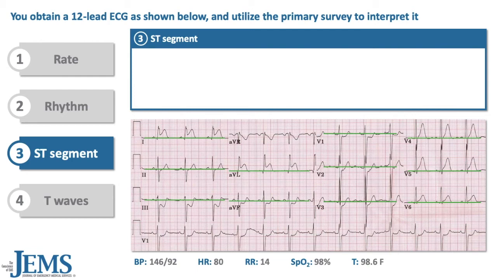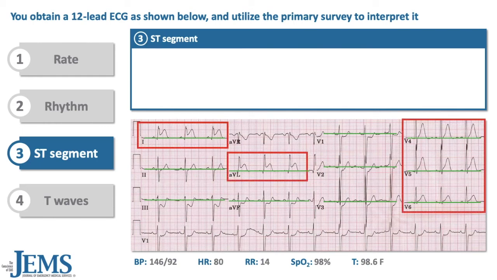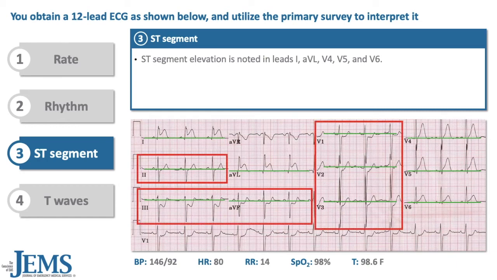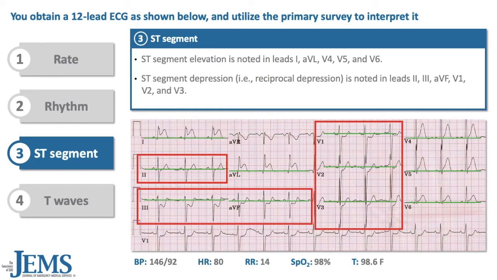For our ECG, it looks like there's some significant elevation in the high lateral leads 1 and AVL, as well as anterior lead V4 and low lateral leads V5 and V6. Additionally, there seems to be reciprocal depression, essentially the mirror image of the ST elevation, in inferior leads 2, 3, and AVF, septal leads V1 and V2, and anterior lead V3.